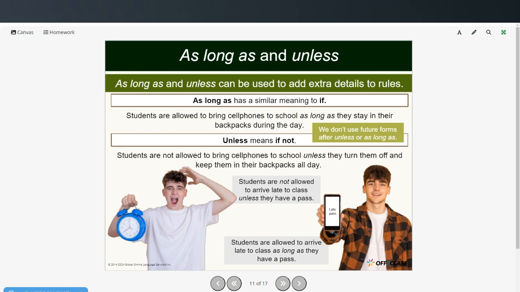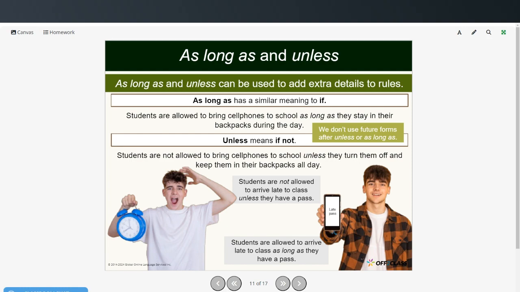All right, now we're going to talk about as long as and unless, and that can be used to add extra details to rules. So as long as has a similar meaning to if that we saw in the last video. So students are allowed to bring cell phones to school as long as they stay in their backpacks during the day. Unless means if not.